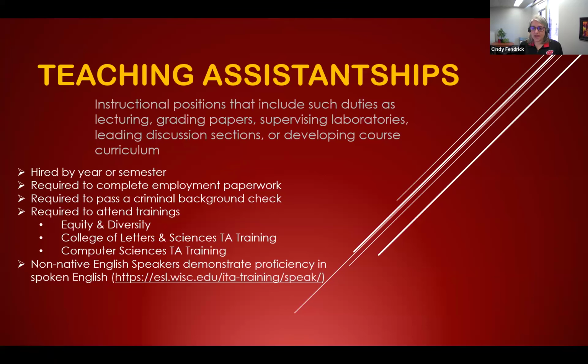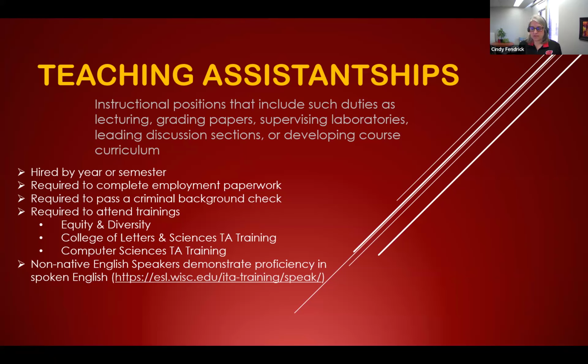We do hire TAs either on a year or semester basis. You will know which of the offers you are getting when you get your very first TA letter. You are required to complete employment paperwork, and that paperwork must be completed the week of August 19th. So you are required to be here on August 19th, 2024 to begin your TA employment position.